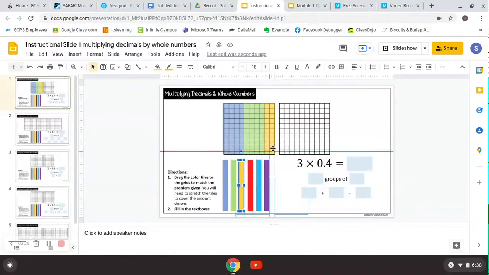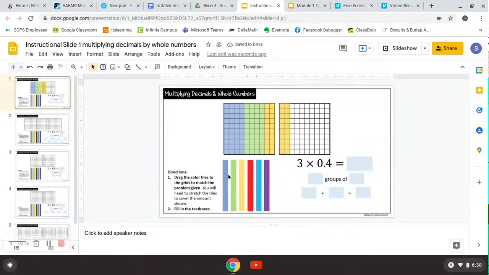So I'm going to grab that same color to show that this is still the same 4 tenths. I had 1/10, 2 tenths, now I have 3 tenths, and now I have 4 tenths. So now I can see that this is 4 tenths, the green is another 4 tenths, and the yellow is our third 4 tenths. 3 times 4 tenths.